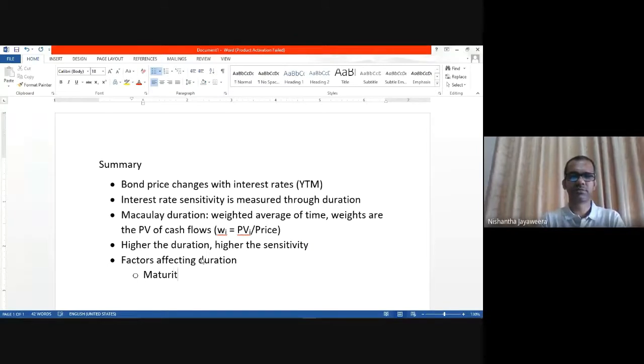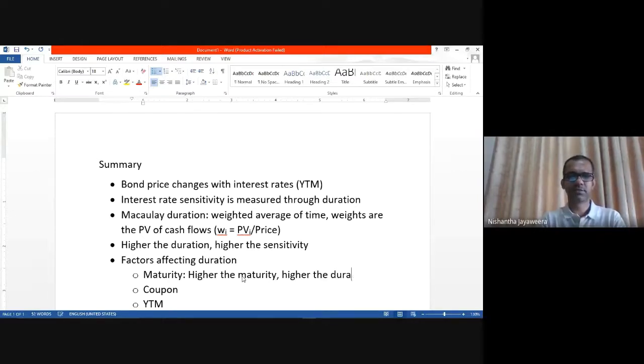Maturity, coupon, and yield to maturity. What is the impact? The higher the maturity, the higher the duration.